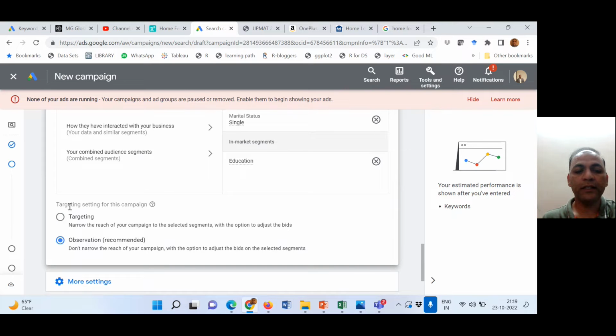Now, here, for targeting for this particular campaign, you have this option of narrow targeting or don't narrow your targeting, keep it observation based, wherein the bid would be adjusted and Google's algorithm will accordingly make adjustments.